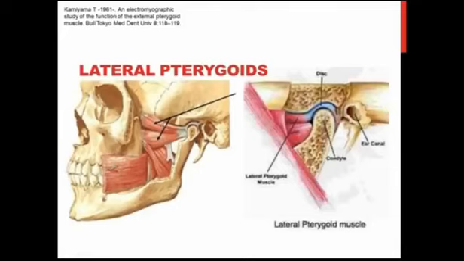Notice when I talk about the superior head of the lateral pterygoid, in this diagram, the disc is highlighted in blue and the superior head attaches or inserts into the disc. In addition to the disc, the superior head also attaches to the condyle, which is the bony part of your jaw joint that moves. The lower head of the lateral pterygoid inserts only into the condyle.